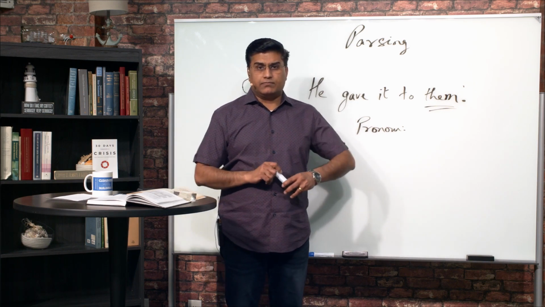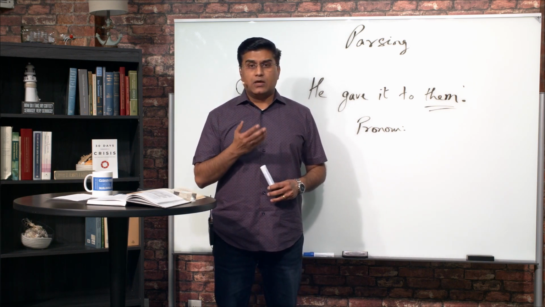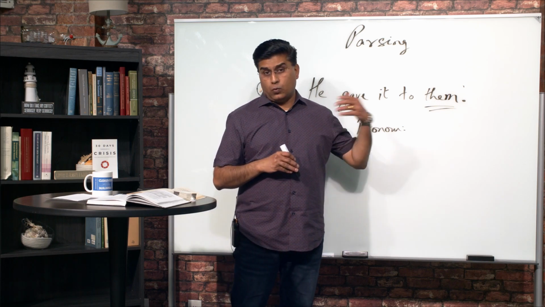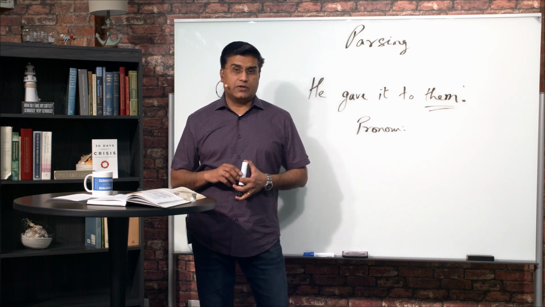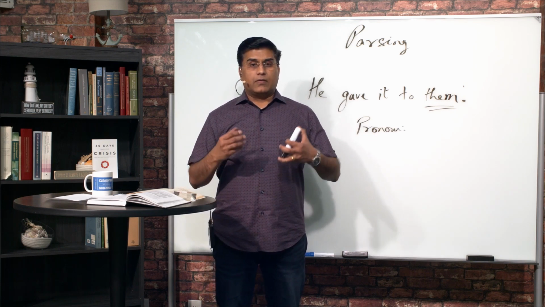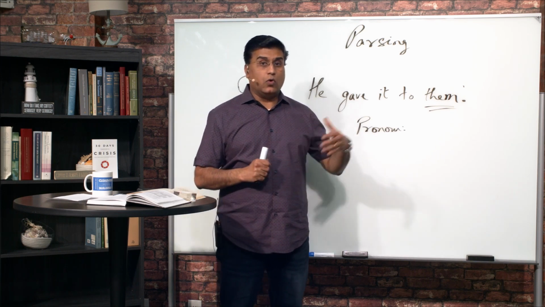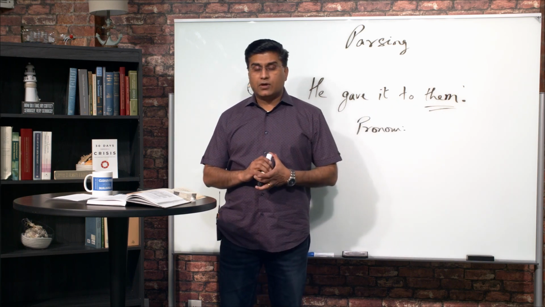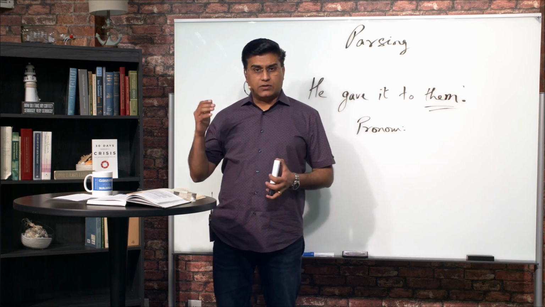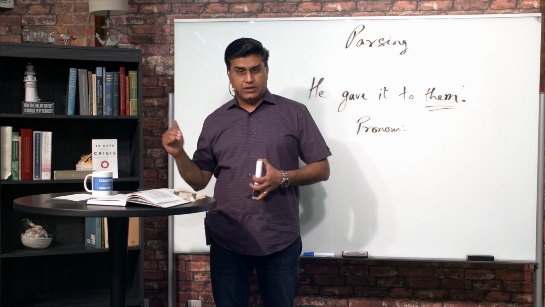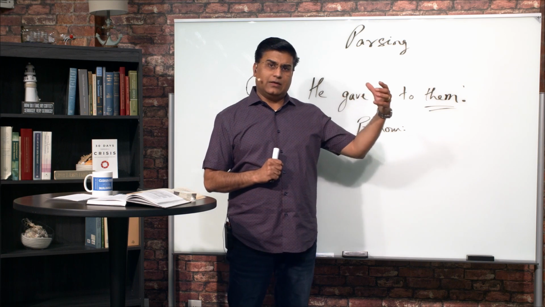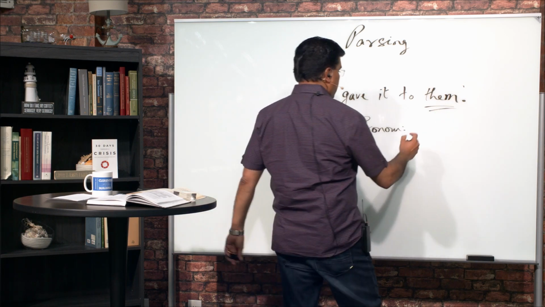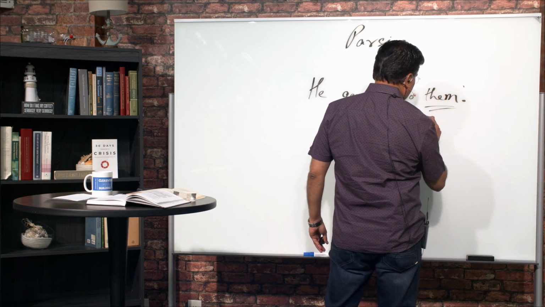What is first person? First person pronoun would be I, singular, or we, plural. Second person would be you, singular, or you all, or y'all, plural. So them is third person plural because third person singular would be he, she, it. And third person plural would be they, them. So first thing we know is that this is third person.